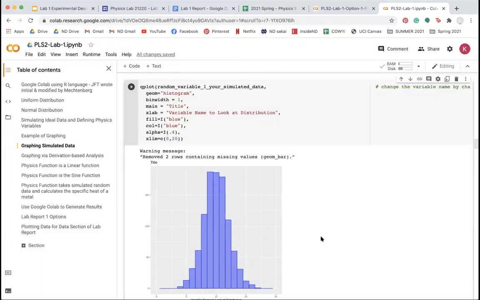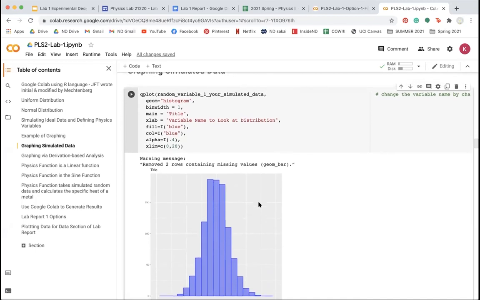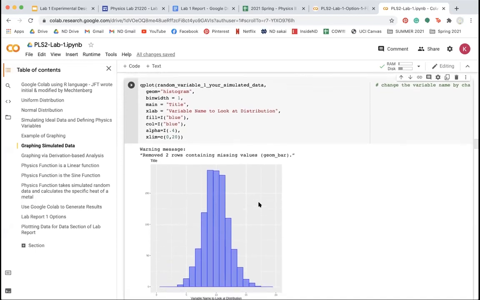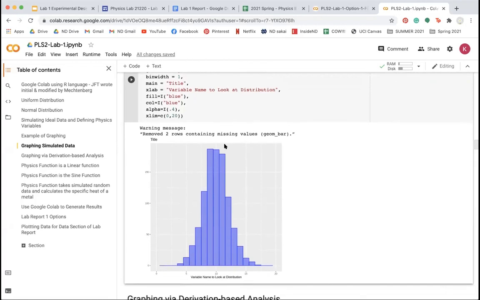Yes, I was able to do it. Would you like me to share my screen? Ava, try it again. Click run all and see if it'll do it. Okay, can you see my screen? Yeah. So do you see that yours is at 10? So your mean is at 10, which is what we set it to be.